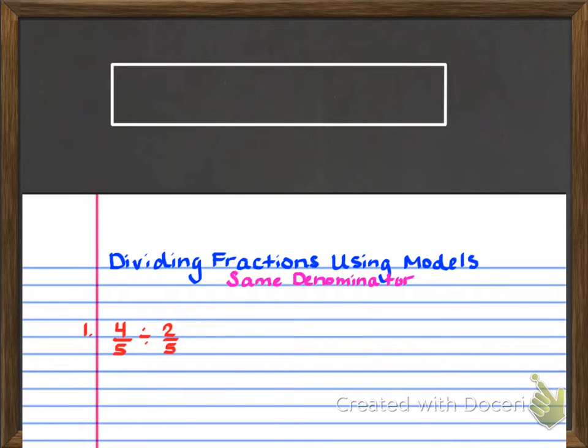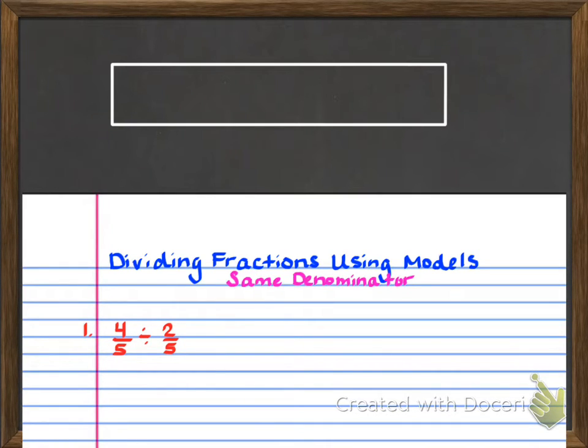The first problem that you see here is 4/5 divided by 2/5. And I do want you to write the notes that you see here in your composition notebook. It does say dividing fractions using models. This first example is going to be using the same denominator. So for this particular problem, we're just going to need to use one bar.